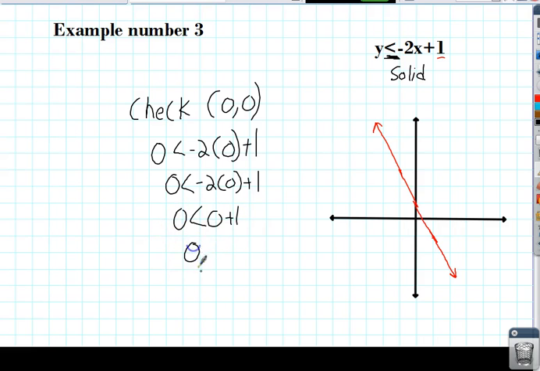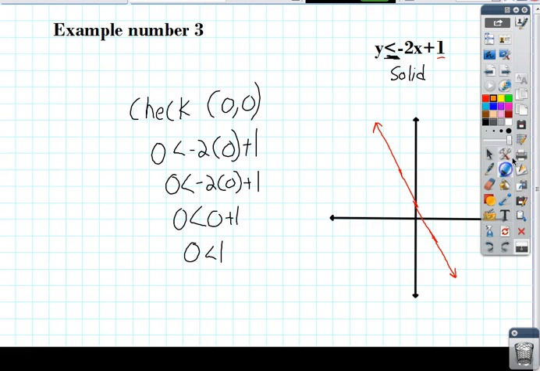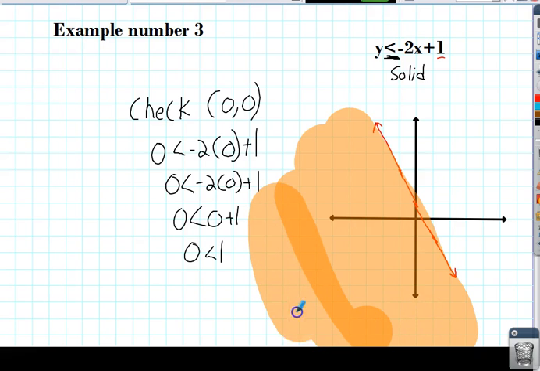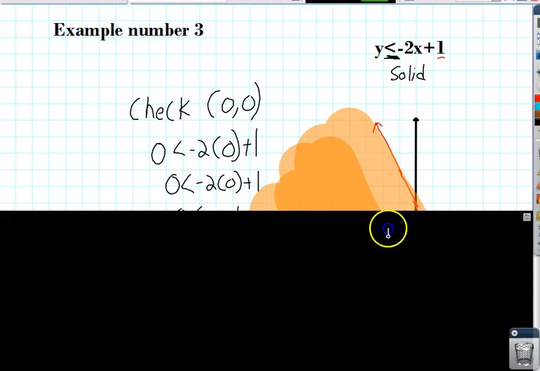Now, is 0 less than 1? Why, it most certainly is less than 1. Oh, happy days are here again. So I shade down here, which makes sense. If you recall that trick, y being less than goes below my line. Now, the shading should not be above my line there, but again, I'm using a gigantic marker to do this. All right. Moving on up in the world.